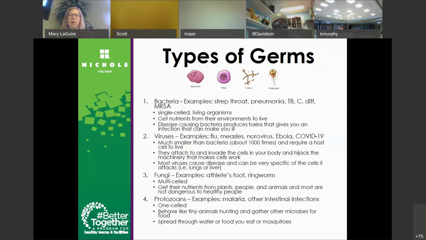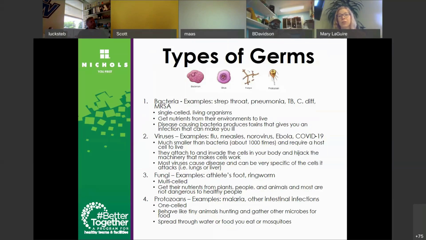The four main types are bacteria, viruses, fungus, and protozoans. Bacteria, some examples of those include strep throat, pneumonia, tuberculosis, C. diff, MRSA. So we hear a lot about these in the news and when there's an infection outbreak, and hopefully none of you have had to deal with them at your facility. But what these are is they're single-celled living organisms. They're pretty large. They get nutrients from the environments they live in, and the disease-causing bacteria produces toxins in your body, and that's what makes you sick or ill and causes the infection.